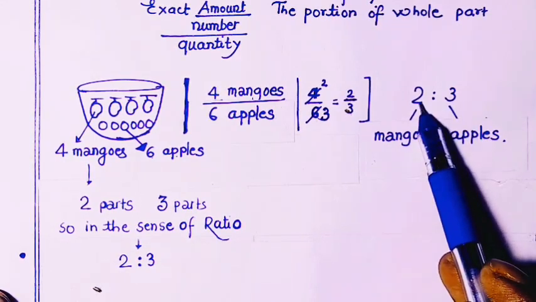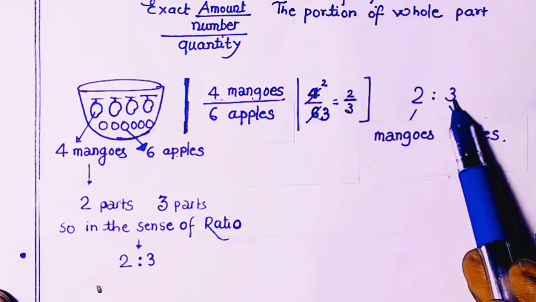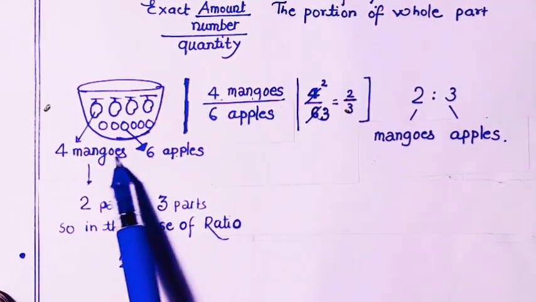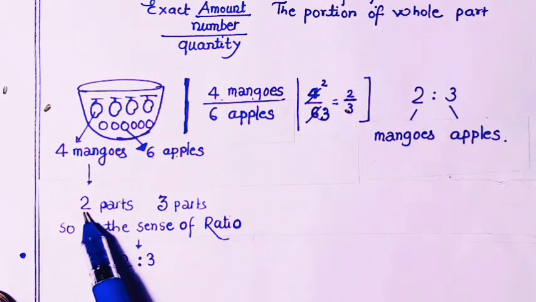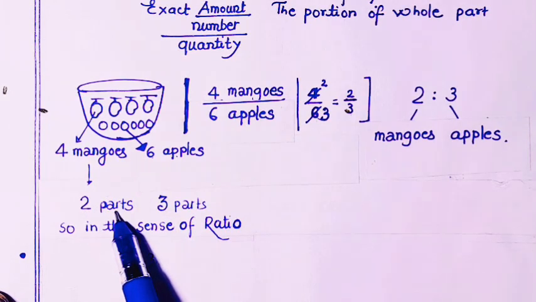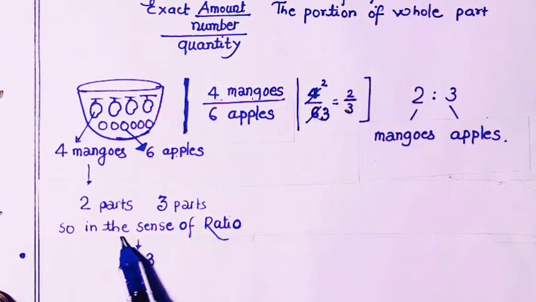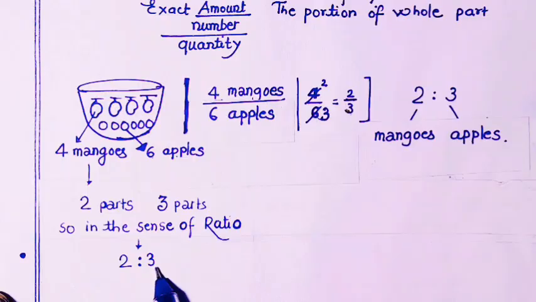It means 2 parts mangoes and 3 parts apples. 4 mangoes, it means 2 parts, and 6 apples, 3 parts. So, in the sense of ratio, it will be written 2 to 3.